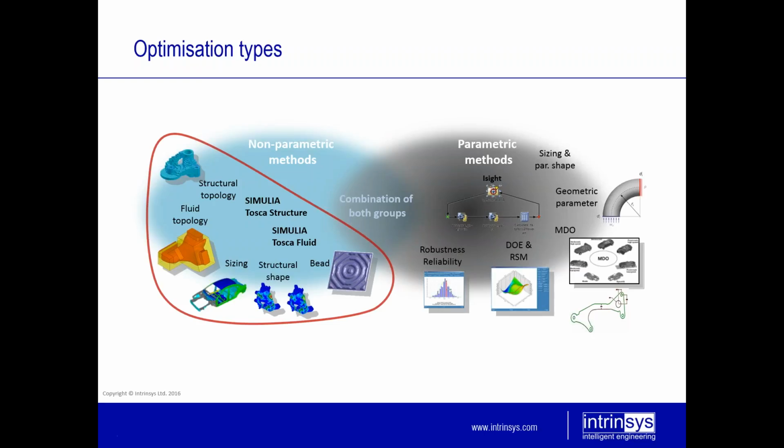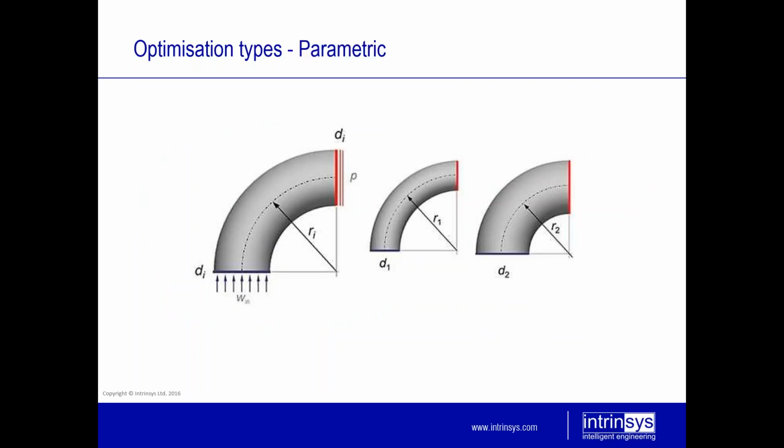There are 2 main groups of optimization, 2 families, I would say. The first family is the parametric method. It's the most common and well known in CAD activities. And there are also non-parametric methods. Tosca deals with non-parametric methods. So I will explain a little bit what the different types are.